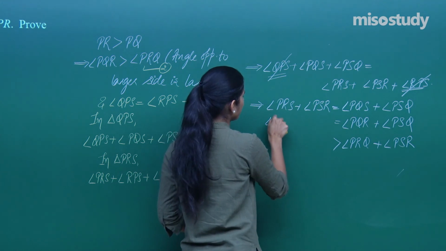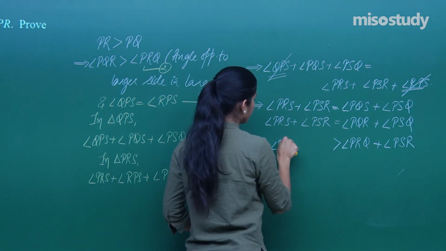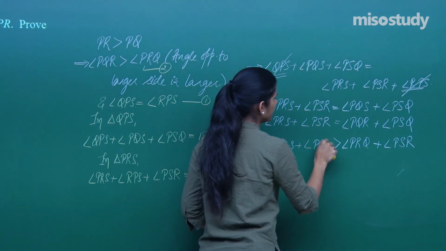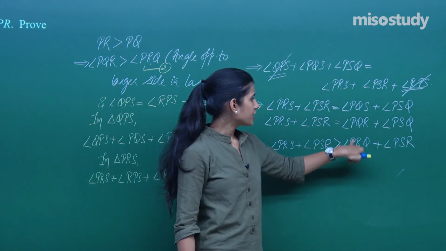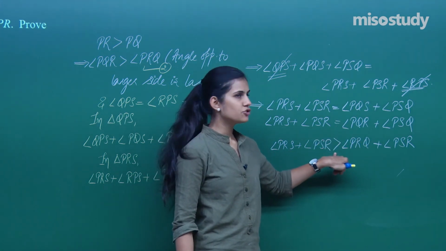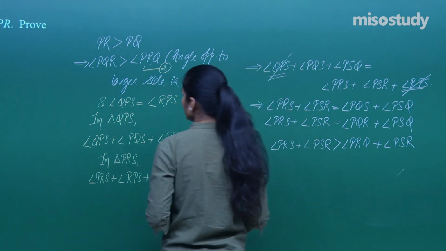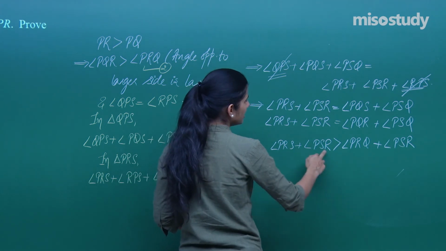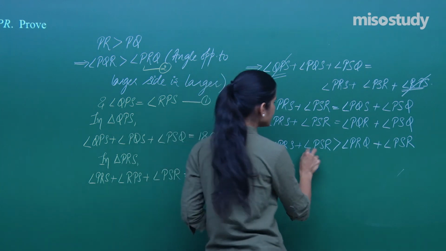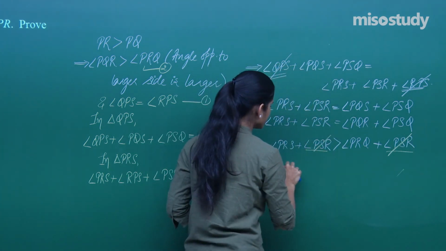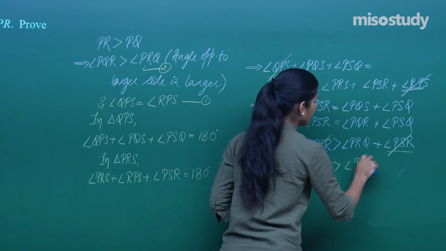Here you have angle PRS plus angle PSR. Here angle PQR is greater than angle PRQ I have used, and the equality has changed into inequality greater than. Now see, this is PRS, PSR, PRQ, PSR. You can clearly see angle PSR same, this gets cancelled out. You have angle PRS is greater than angle PRQ.